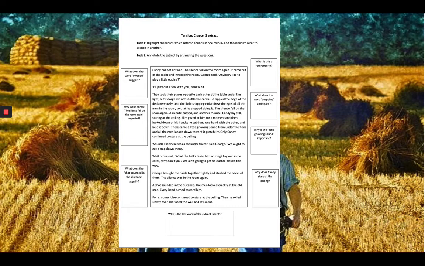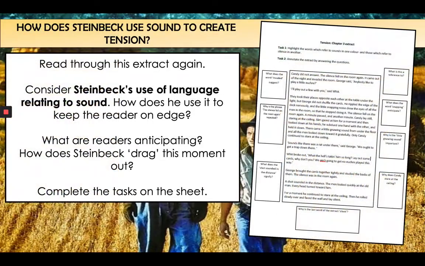So this is the moment in chapter 3 where Carlson has taken out Candy's dog to kill him. And Steinbeck uses sounds and the absence of sound to really, really effectively create the tension in that moment. We obviously can't see what's going on with the dog, like the men in the bunkhouse. We're removed from that actually happening, but they know it's happening and we're waiting for that moment.